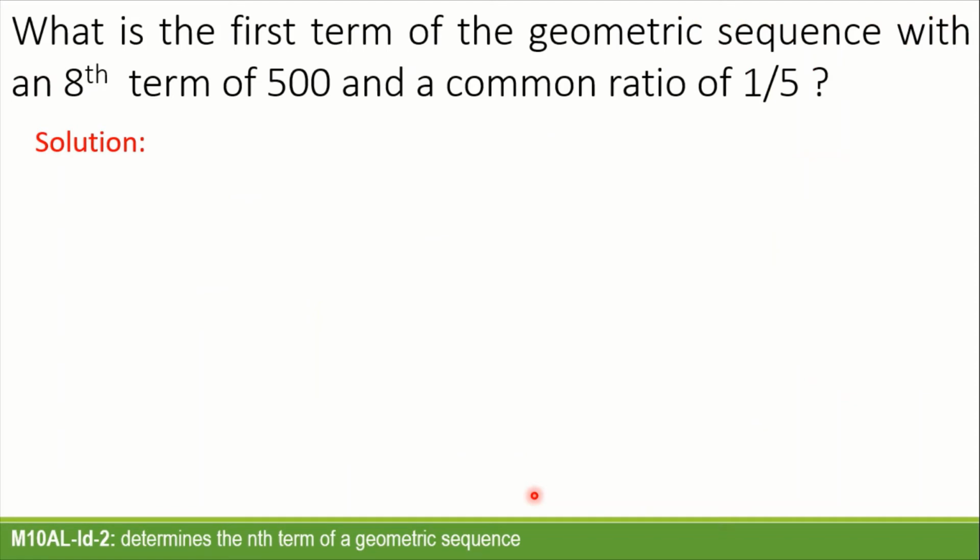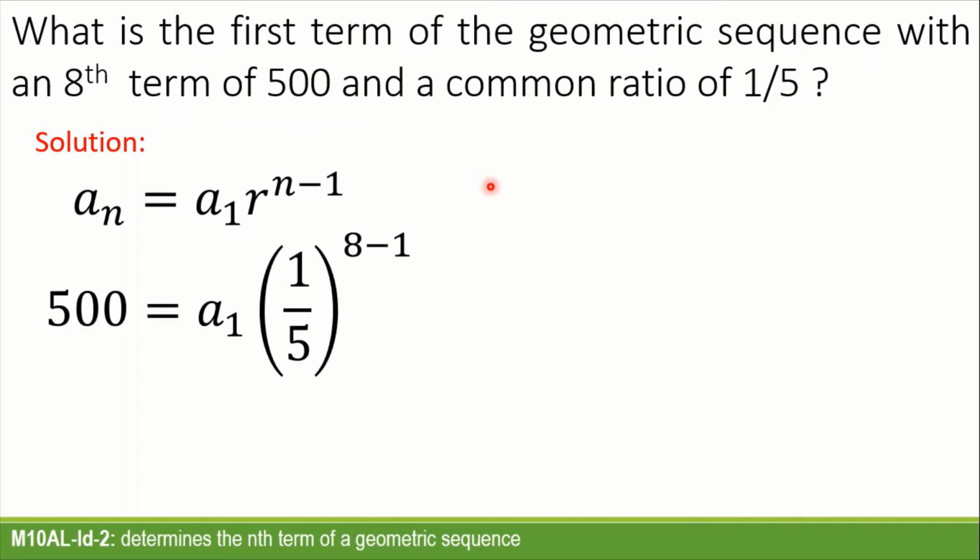So, saan pa natin pwedeng gamitin ang general term? So, sagutan natin yung isa sa mga question doon sa inyong module under Let's Connect. So, what is the first term of the geometric sequence with an 8th term of 500 and a common ratio of 1/5? So, ang hinahanap natin ay yung a sub 1. Meron ng a sub n at meron ng common ratio. So, ano ang a sub n natin? So, since may isang term na given dito, 8th term na 500, so ang a sub n natin would be 500.